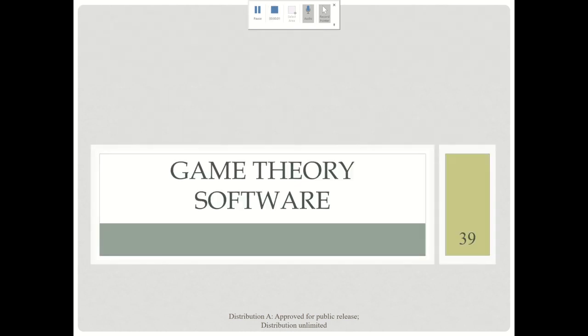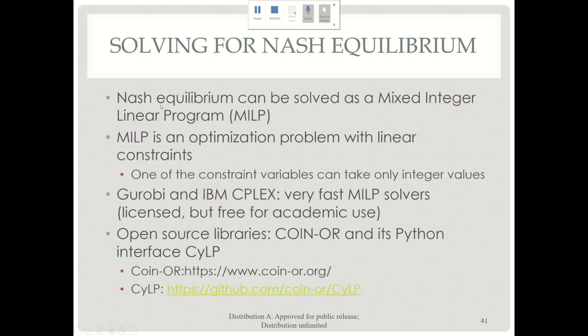This is the last part of the lecture on game theory, and here we will discuss some game theory software. The main solution concept that we looked at for games was Nash equilibrium. Nash equilibrium can be solved using a math problem called mixed integer linear program, MILP for short. MILP is an optimization problem with linear constraints, with the limitation that some of the variables must be integers. There are commercial solvers called Gurobi and IBM Simplex.